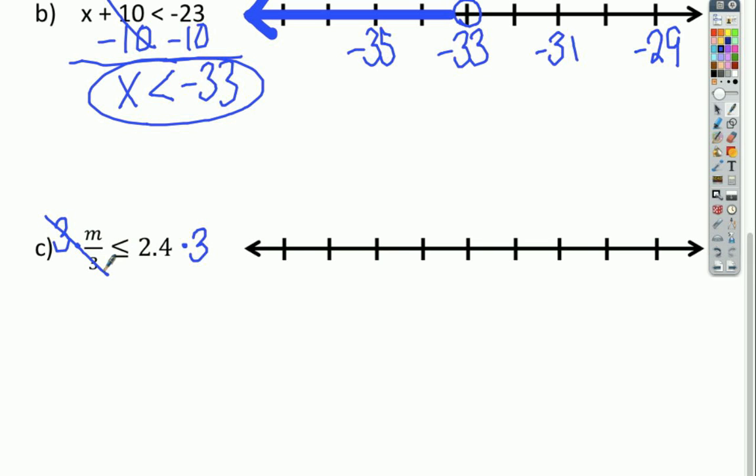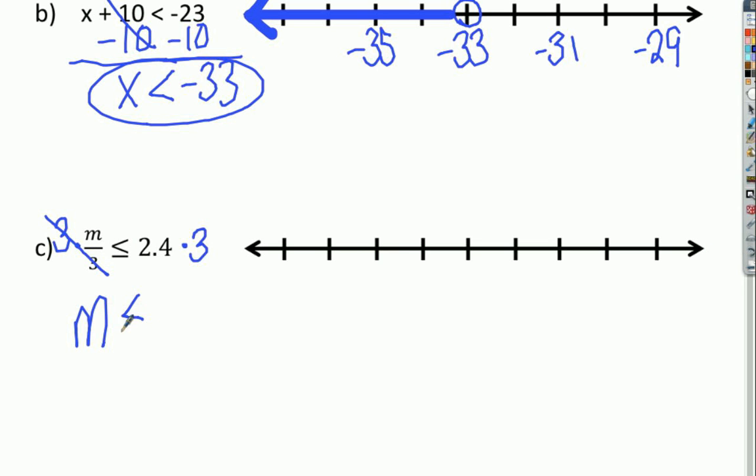So this cancels this. M is less than or equal to, don't pick up your calculator, because you don't need it. You have two different ways you could do this. You could do 24 times 3 and then move the decimal back. Or you could do 2 times 3 and 0.4 times 3 and add them together. But either way, you should be able to do it mentally. So what's 2.4 times 3? Michael? Is that what you got? 7.2. So that is the algebraic result.